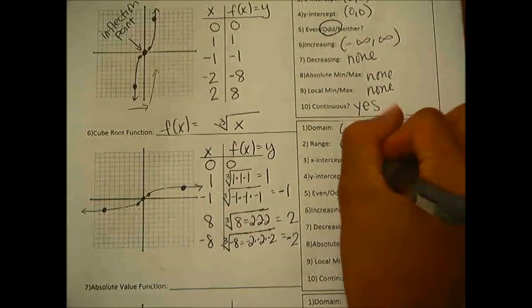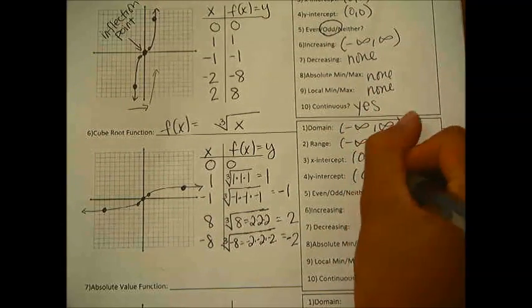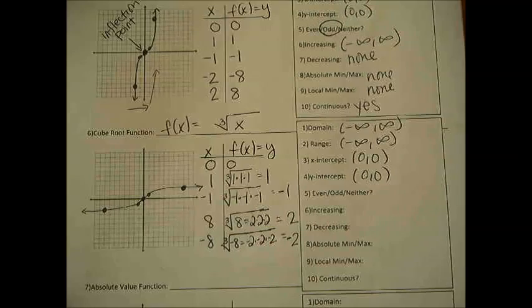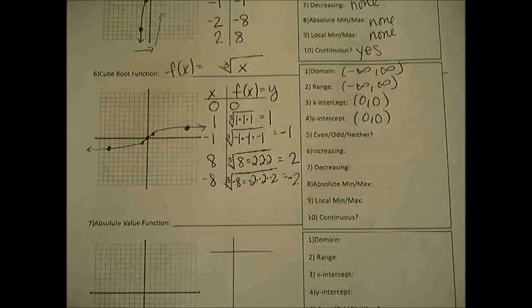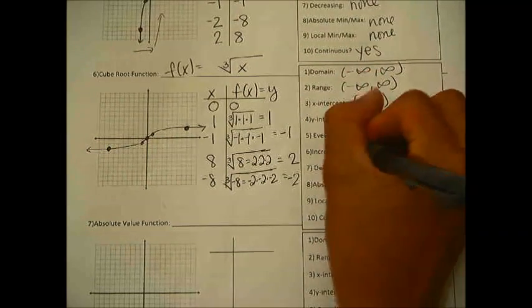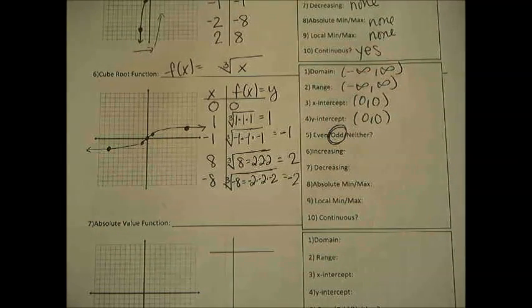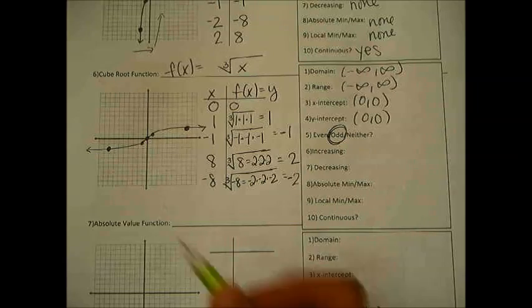They're both at 0, 0. Is it even, odd, or neither? It's definitely odd. Is it increasing at all, anywhere? It's increasing the entire way, right?